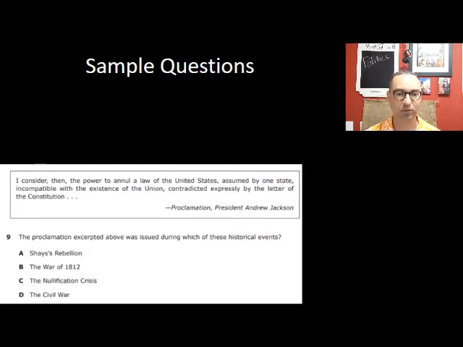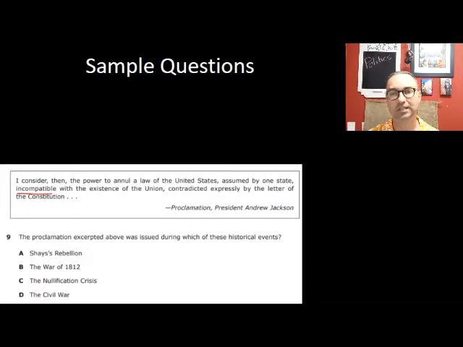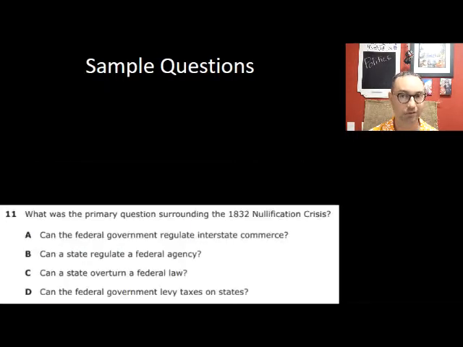I consider, then, that the power to annul a law of the United States, assumed by one state, incompatible with the existence of the Union, contradicted expressly by the letter of the Constitution. In other words, Andrew Jackson was saying a state cannot say that a law passed by the federal government is null, is not existent. A state just can't do that. And this was all, of course, about the nullification crisis. And you'll notice there are quite a few questions about this. Primary question surrounding the nullification crisis: can a state overturn a federal law?